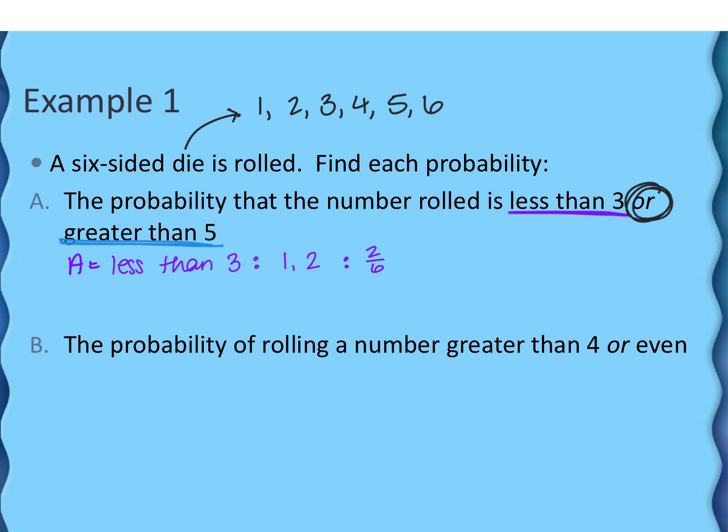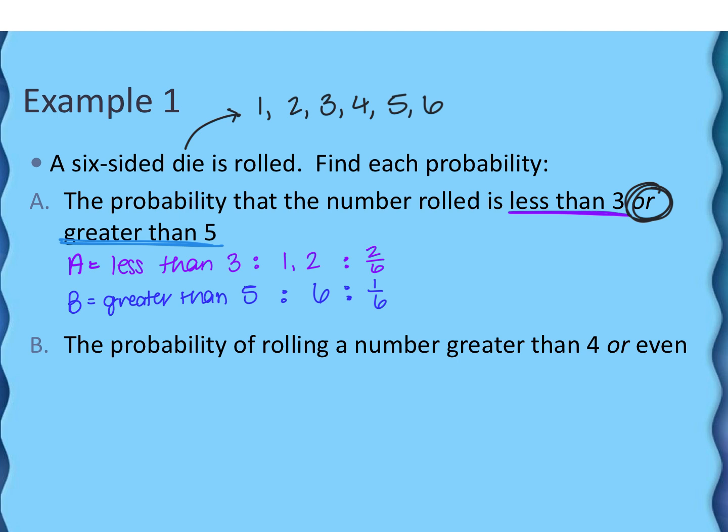This is going to be 3. What numbers are greater than 5, not 3. So B is greater than 5. What numbers are greater than 5? Just 6. So what's my probability for this? 1 out of 6. Would you consider this overlap or disjoint?